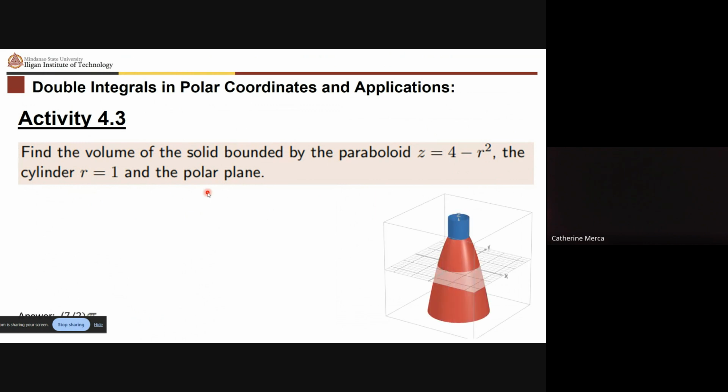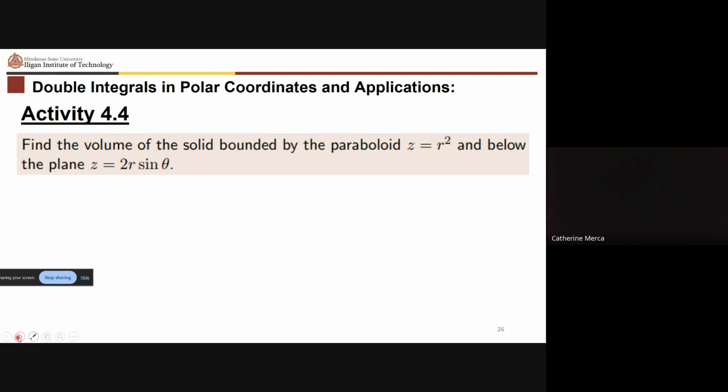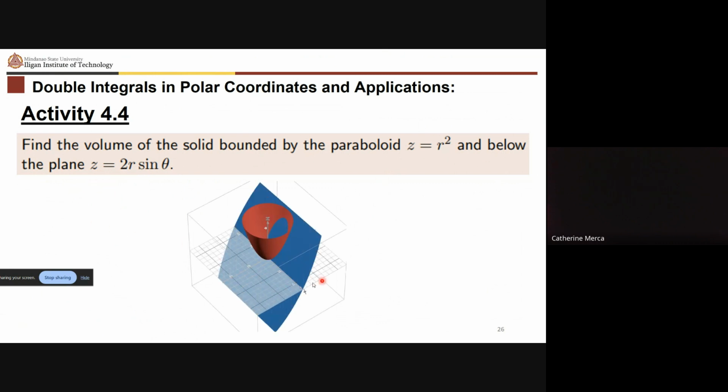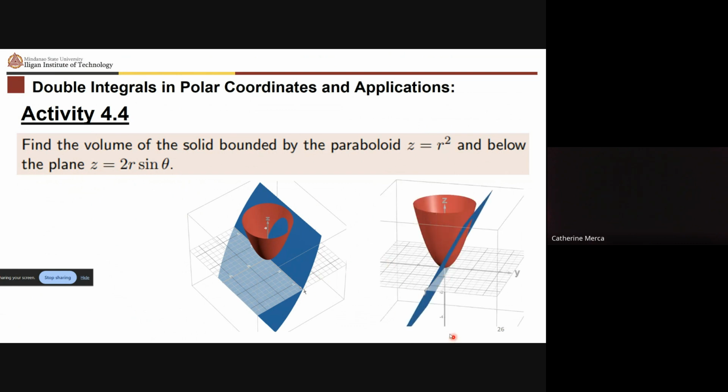And this is the answer. The answer is here, so you need to show the solution. The other activity is to find the volume of the solid bounded by the paraboloid z is equal to r squared and below the plane z is equal to 2r sine theta. That's how it looks like. So you have your paraboloid and you have the plane z is equal to 2r sine theta. It's another perspective. You should have the answer as one half pi cubic units. So you have to find the solution there.